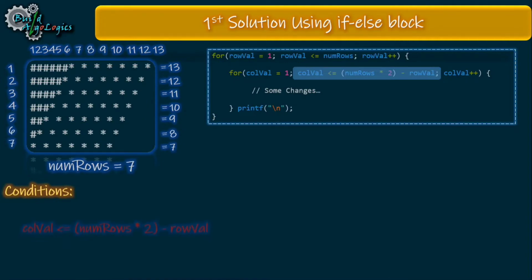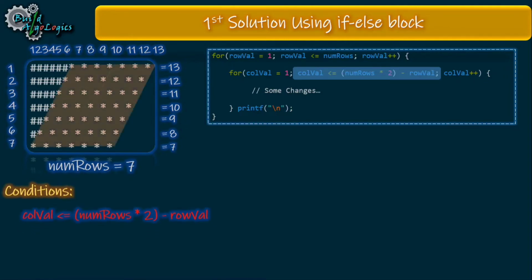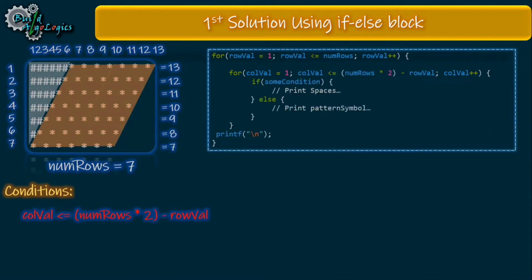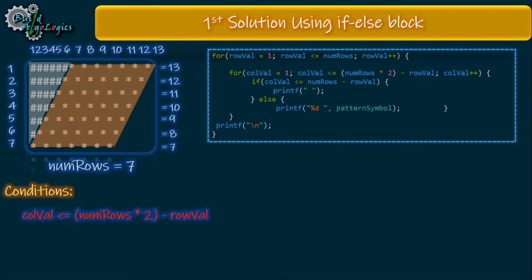Now we have to use an if-else block to print these two different parts. Here in the if block we'll print spaces, and in the else block we'll print stars. Here also the number of spaces varies from 6 to 0, because the last row doesn't contain any space. So here, same as this condition, instead of multiplying it by 2, we can use this condition here. It will vary from 6 to 0. This is what we want here. That's it. Now let's write our code for this.